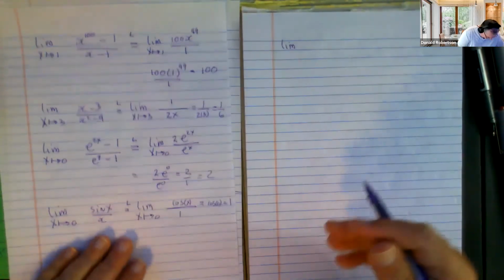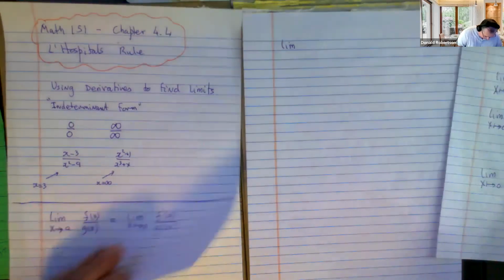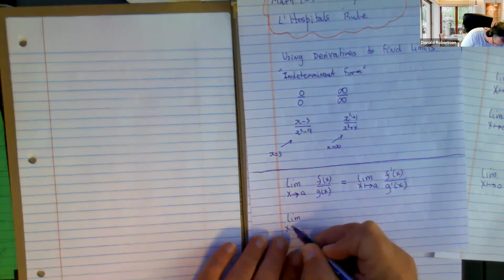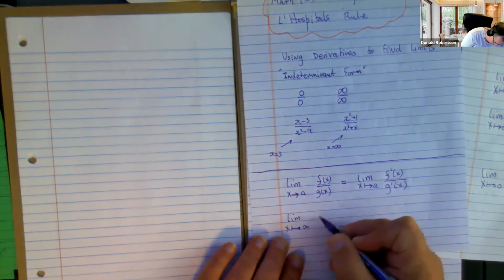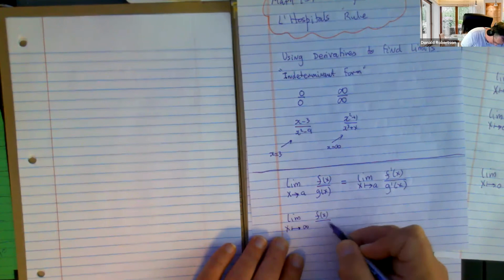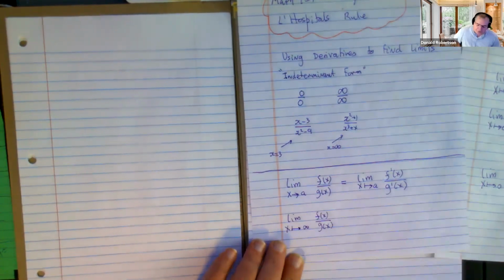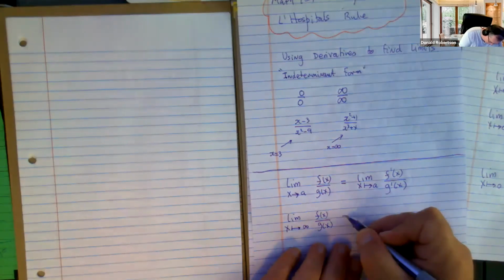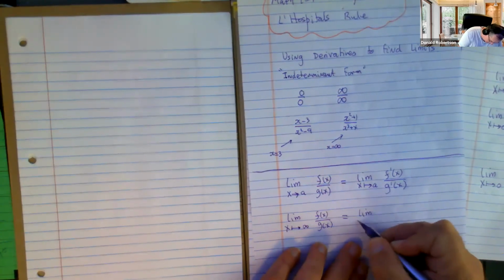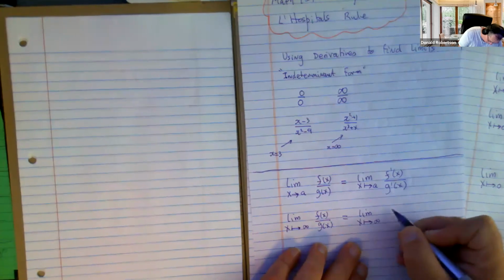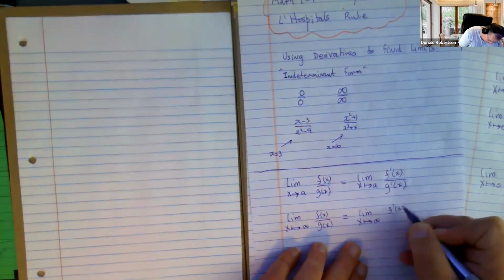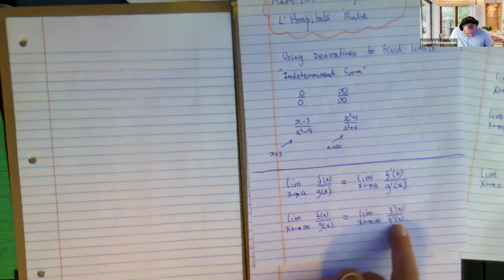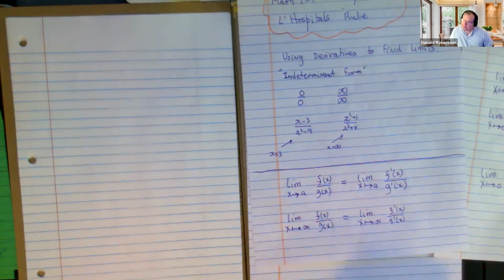Oh, before I forget, L'Hospital also works for infinities. Suppose you want to find the limit as x tends to infinity of a fraction. Then according to L'Hospital, you can differentiate the top divided by the derivative of the bottom. And the answer to this limit is the same as the answer to that limit.